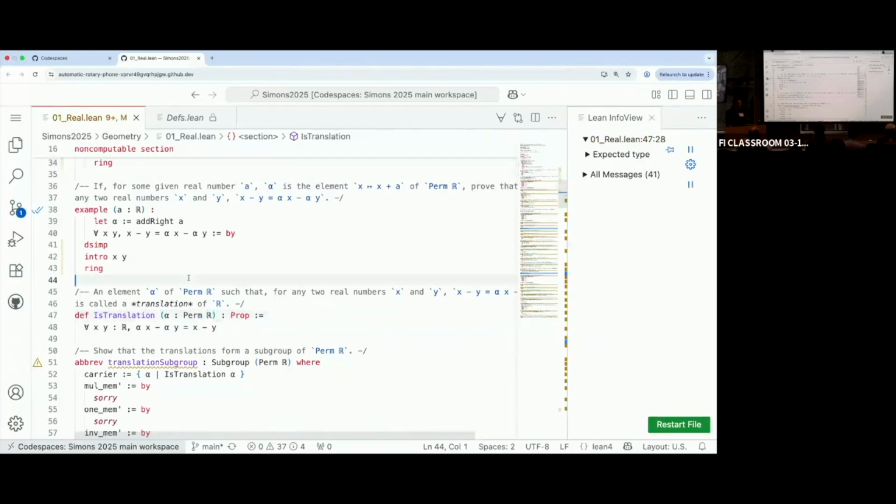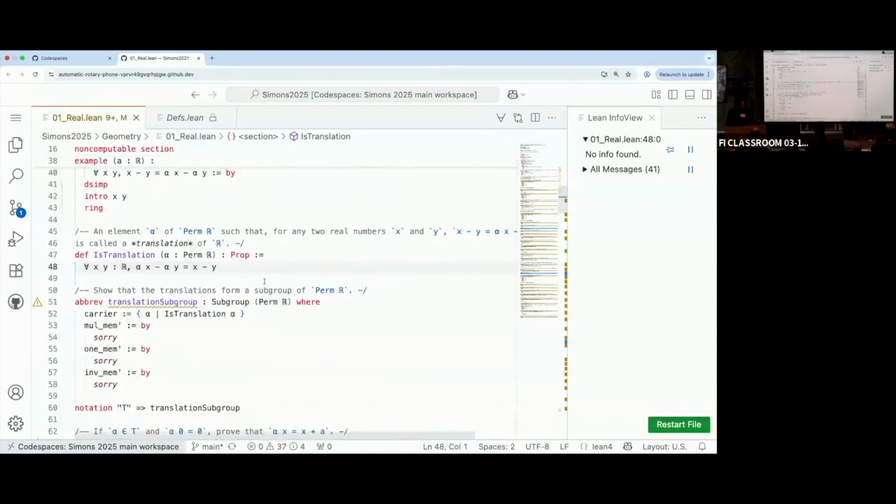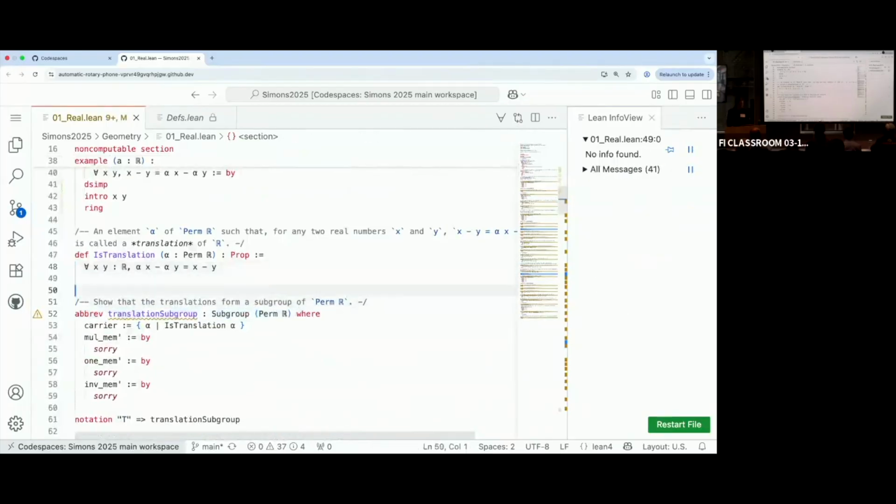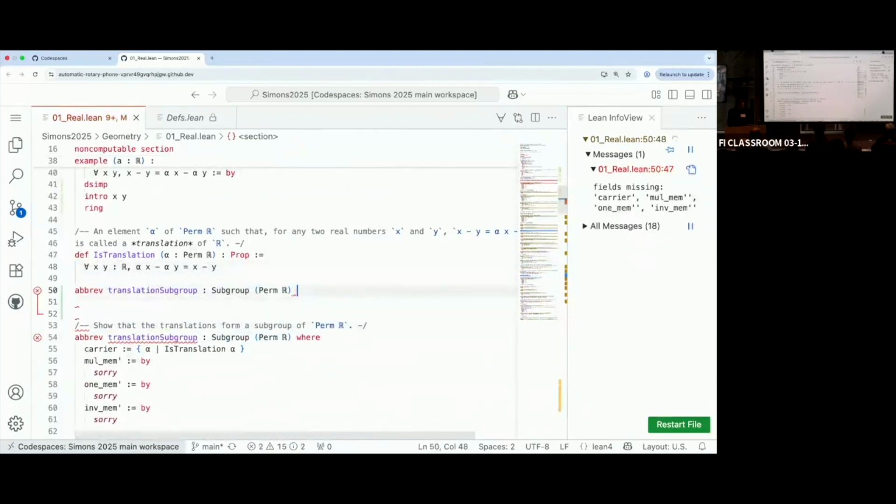Okay, so I have defined a translation to be a permutation of the reals with this property. And now we're on to the main point of exercise 1, to check that the set of translations forms a subgroup of the permutations of the reals. So this is the really interesting part of exercise 1. I could have done this in the same way as before, to see what the pieces of the subgroup definition are.